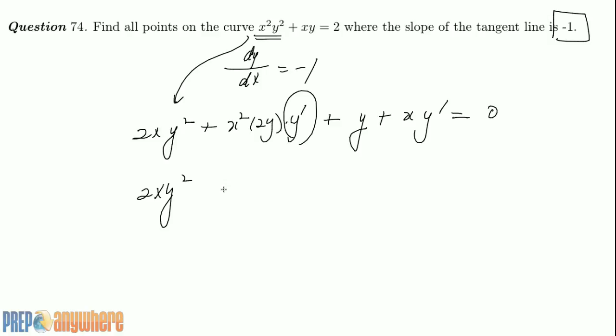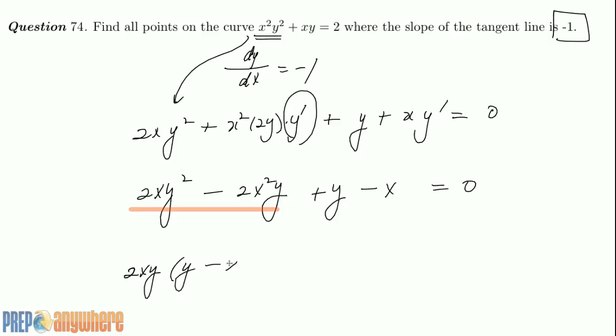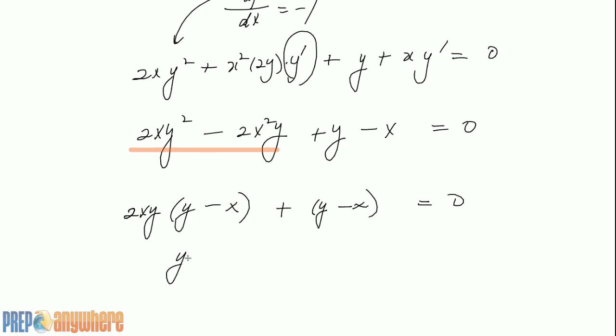So replace that with -1, we get negative 2x squared y plus y, and you get a negative x. Okay, so we have to do some factoring. That has 2xy in common. Then we get a y minus x. Lucky for us, we have a y minus x at the back as well, so you can factor again.